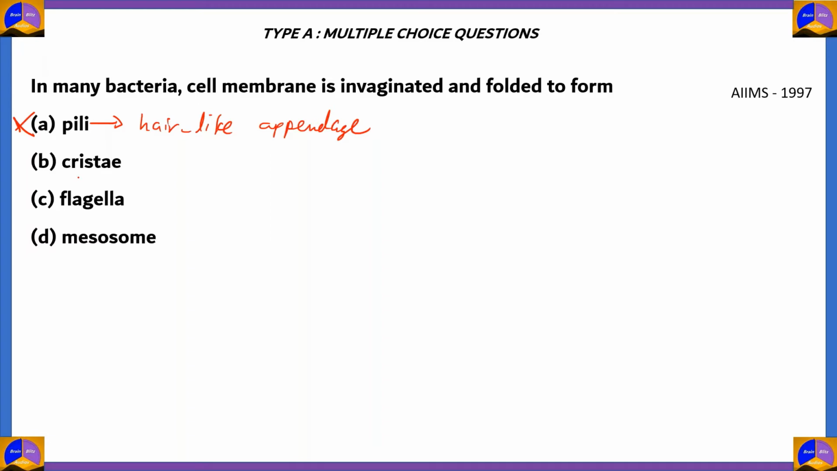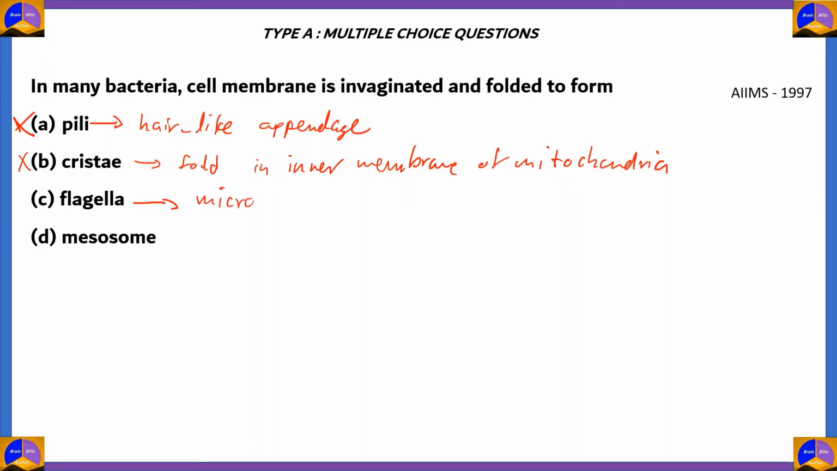What about option B, cristae? Cristae is again a fold, but this fold is present in the inner membrane of mitochondria. So option B is incorrect. What about option C, flagella? Flagella are made of microtubules and not by the cell membrane, and these help in movement. So option C is also incorrect.